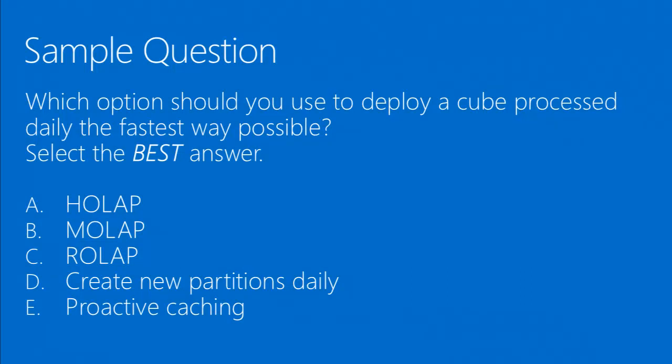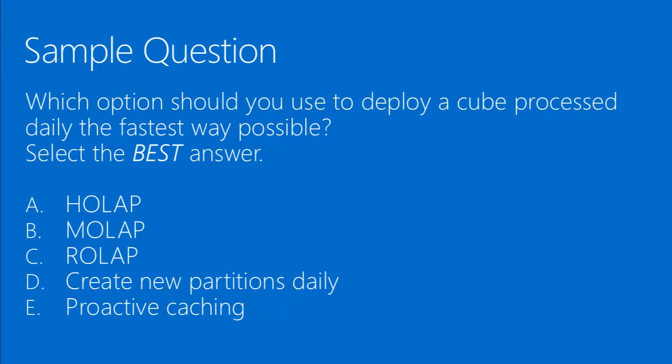Which option should you use to deploy a cube process daily the fastest way possible? Now remember, when you are taking the test and you are dealing with a question, you have to apply the 3 C's. What are the 3 C's? What I know about the product, in this case Analysis Services, my concepts, the context of the question, and the restrictions the question may give me. Usually they do. So we have to spot these 2 guys, the context and the restrictions. I want to deploy a cube, restriction, fastest way possible. Which way should I go?